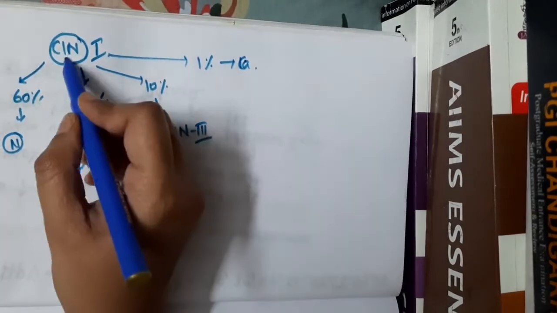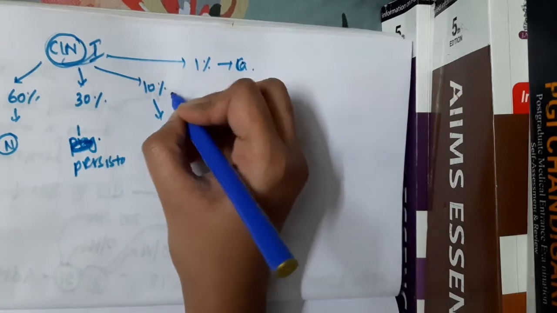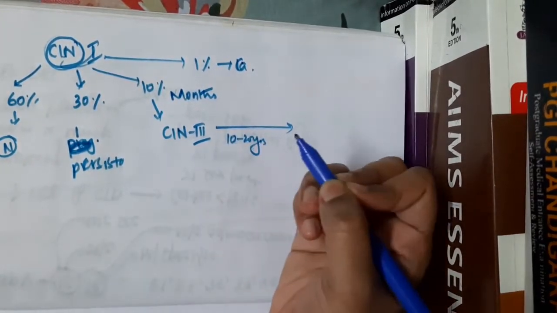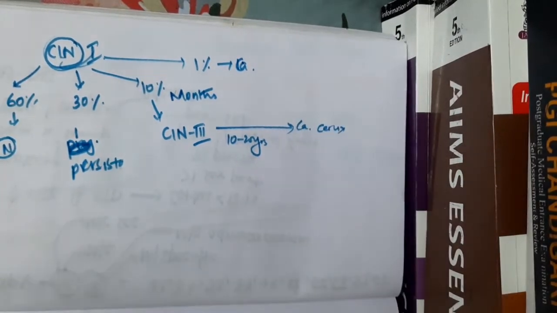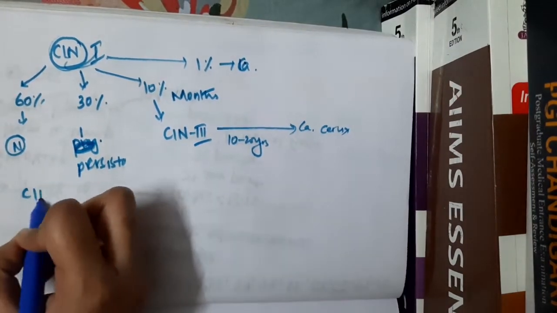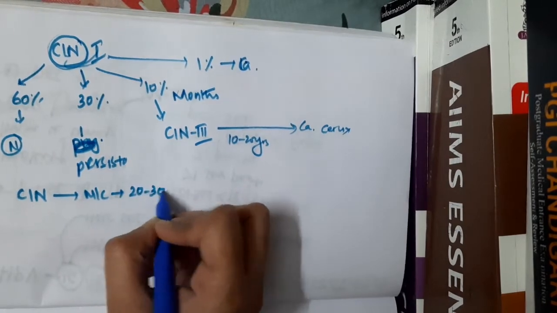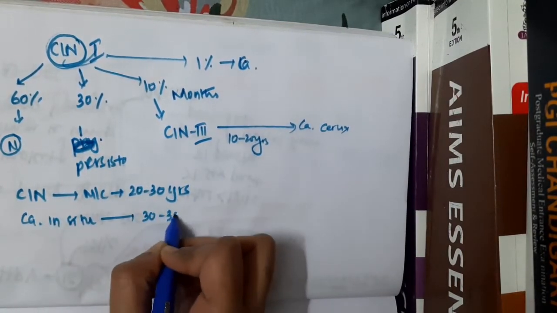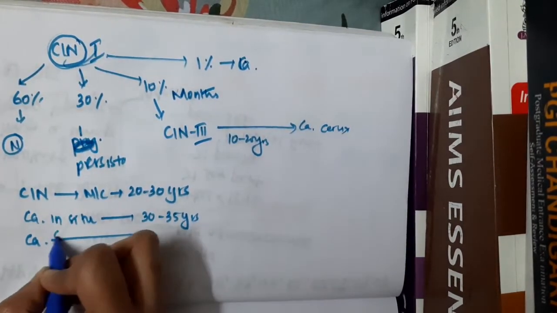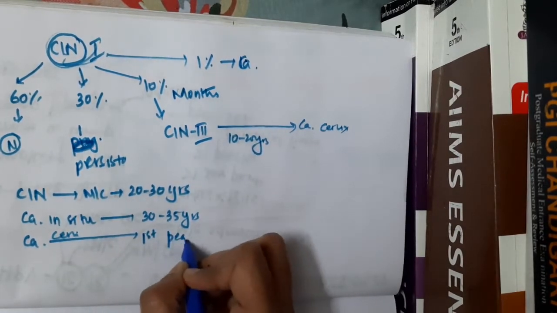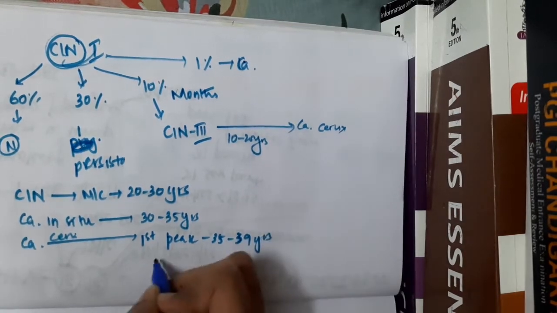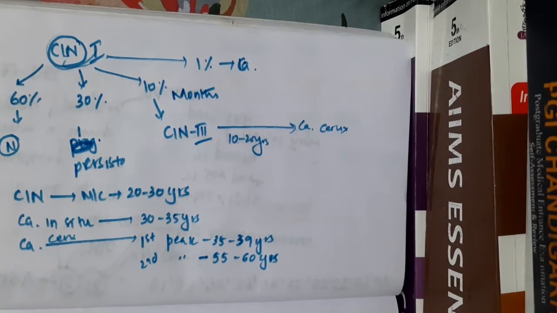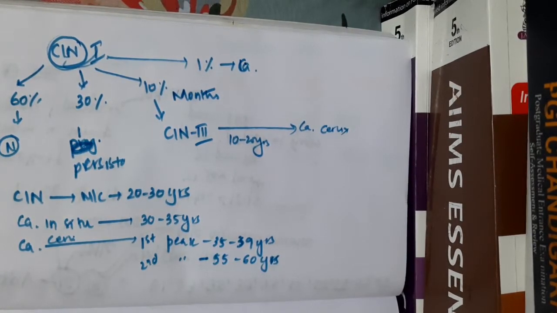That means if there is cervical intraepithelial neoplasia 1, it will take some months to progress to cervical intraepithelial neoplasia 2, which might take some years, almost 10 to 20 years, to progress to carcinoma cervix. Cervical intraepithelial neoplasia most commonly occurs at the age group of 20 to 30 years. Carcinoma in situ occurs most commonly at the age of 30 to 35 years. And carcinoma cervix most commonly occurs with the first peak at 35 to 39 years, and the second peak at 55 to 60 years. This is the most common age group where cervical intraepithelial neoplasia, carcinoma in situ and carcinoma cervix are seen.